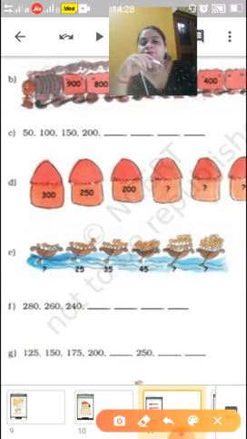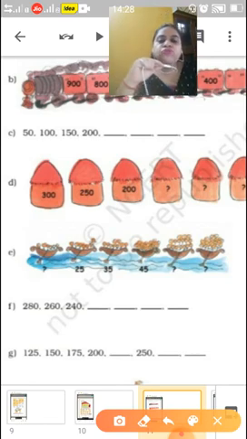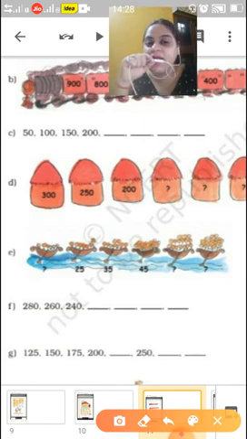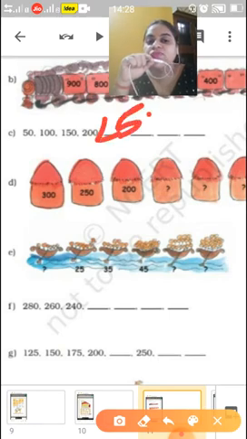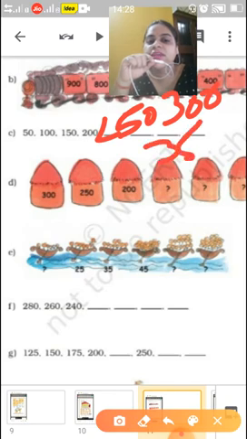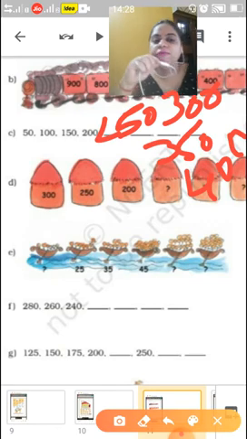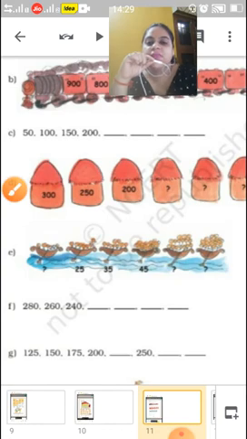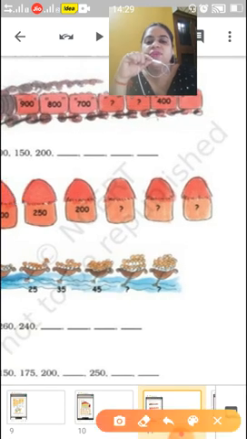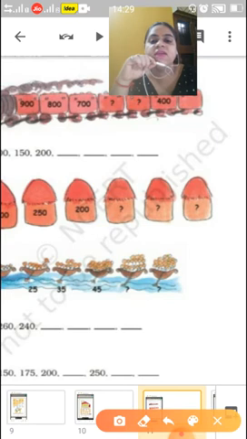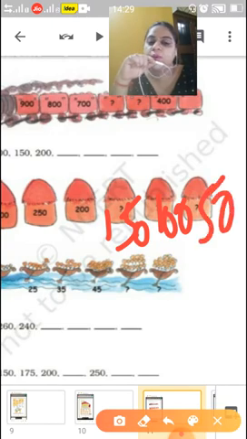Understood? 50, 100, 150, 200. So children, 50, 50 they are adding. So what will come? 250, 300, 350 and 400. Next 300, 250, 200. Now again they are decreasing form. So it will come 150, then 100, then 50. Okay children.